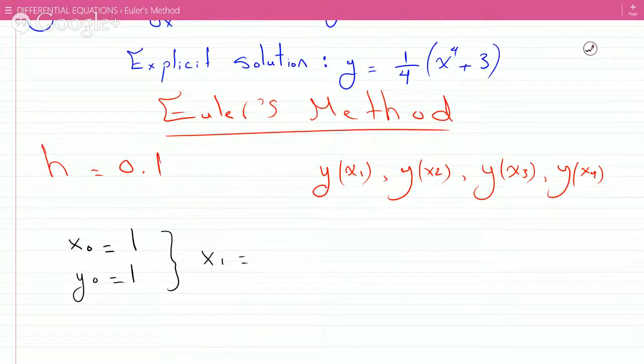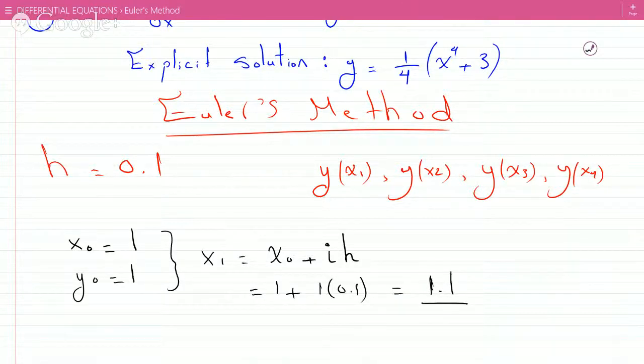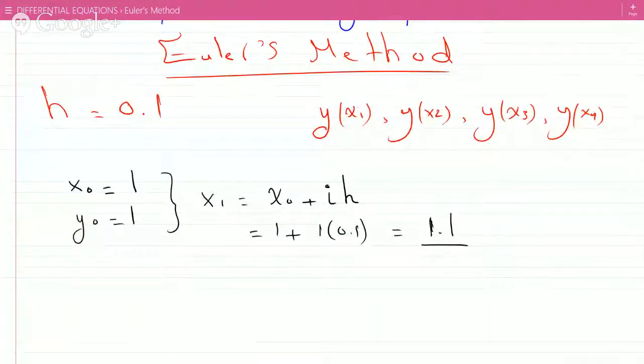Well, to find y of x1, we need x1. So x1 will be, if you remember, x0 plus IH, with I being 1 because we are on the first x. That's the initial. So that's going to be 1 plus 1 times 0.1. So that's going to be 1.1. Okay? That's our x1.